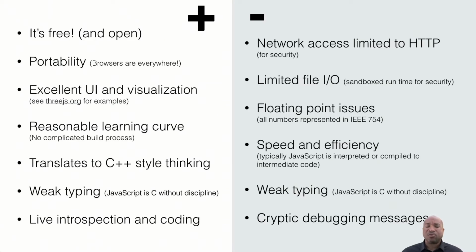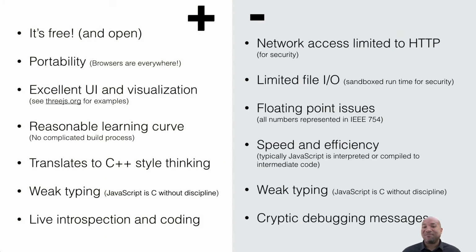It's very flexible. There's no rigid typing structure, so you can pretty much do anything, and you can get live introspection. And that's great. But a lot of these pros are also cons, in that there's limited network access, for very valid security reasons. It's not very good at input output to files and things like that. It's not really great for numerics at all, given how it represents floating point numbers in IEEE 754 format. If you want to do something in an efficient and performant way, JavaScript is not the way to do it. Weak typing, which can be seen as a plus, can also be seen as a negative.